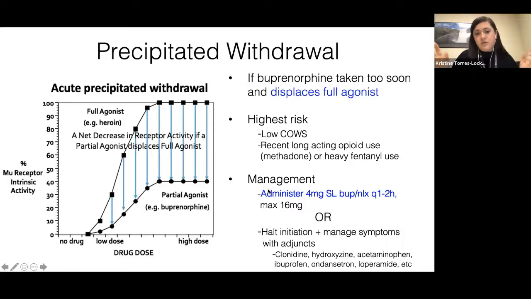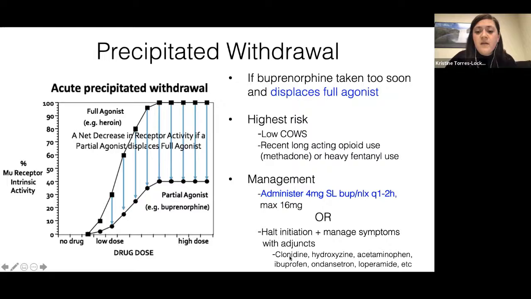But say it happens, okay? So say you did precipitate a withdrawal. The way to manage it, which sounds a little counterintuitive, is actually just to give more buprenorphine. So I will give 4 milligram doses every hour until someone maxes out at about 16 milligrams. Sometimes patients are just like, no, I'd rather stop. Maybe we can do this again tomorrow, in which case you can also just stop it and then give some of the adjuncts to manage the withdrawal.